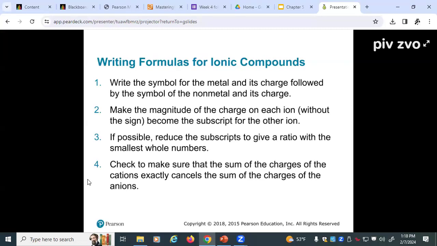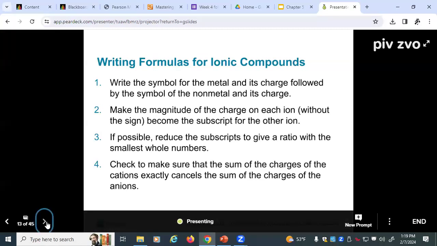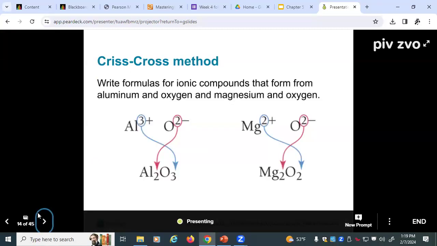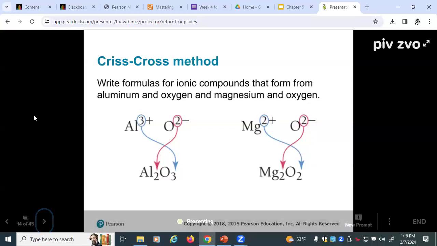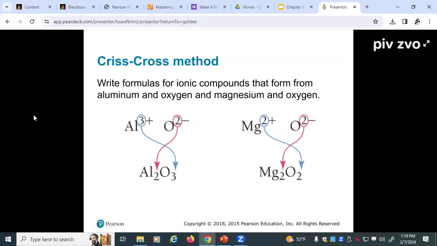So the first idea is relatively simple. If I'm writing the formula for an ionic compound, I need to know what makes it up. So I need to know what the positive ion is and what the negative ion is. Simple enough. From there, I'm going to do one of two things. If the ions match each other, then I know that they exist in a 1-to-1 ratio. And so I'm just going to write that out as 1-to-1.